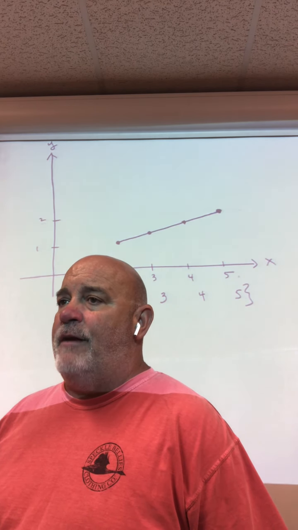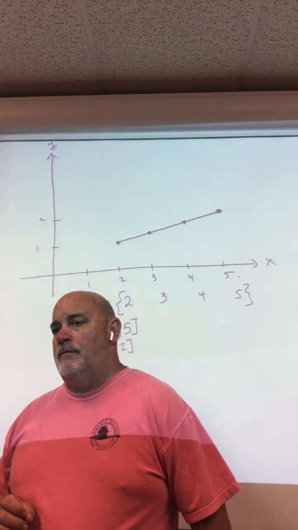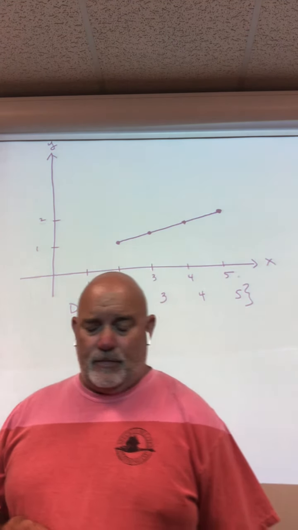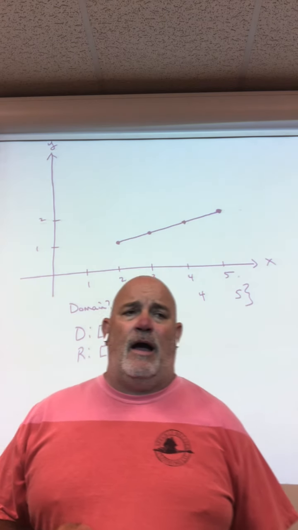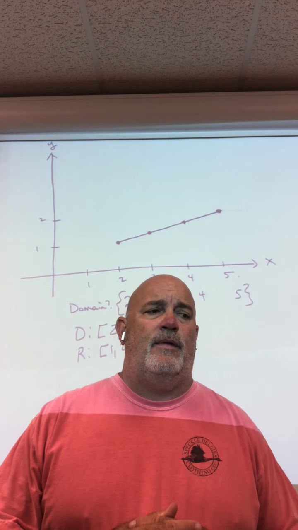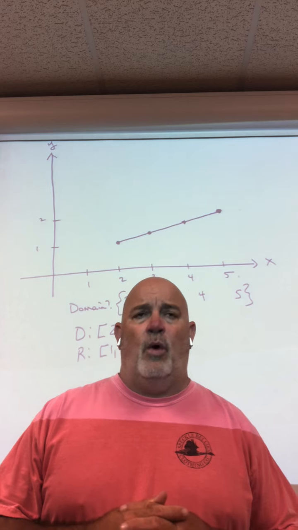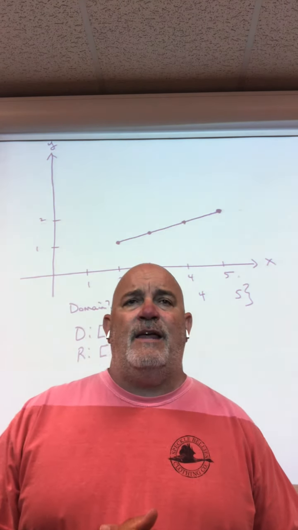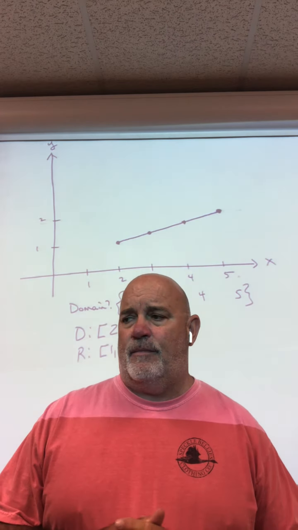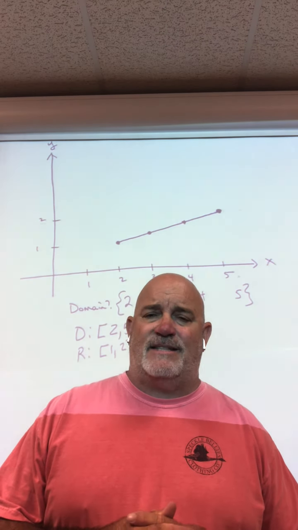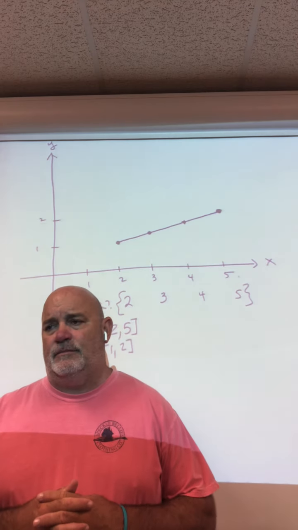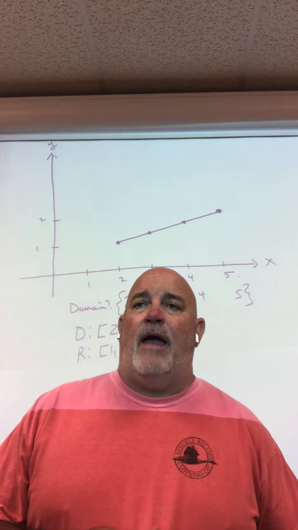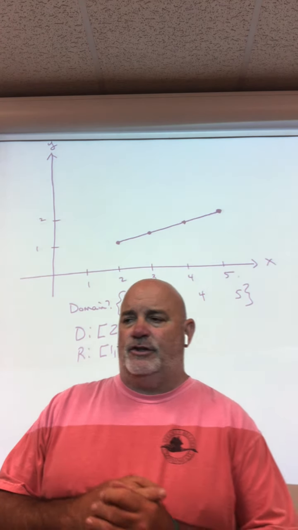If every vertical line that can be drawn intersects the graph at most once, we say that the graph passes the VLT, which is vertical line test, and is therefore a function.